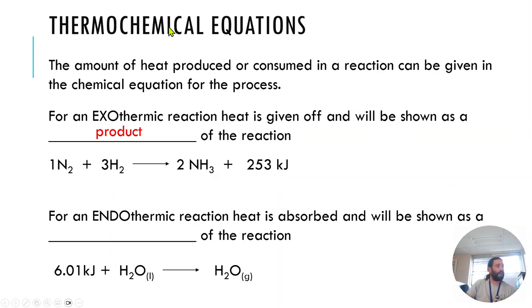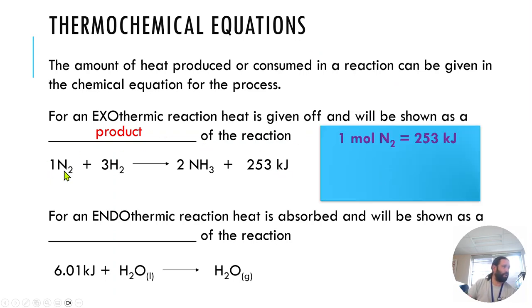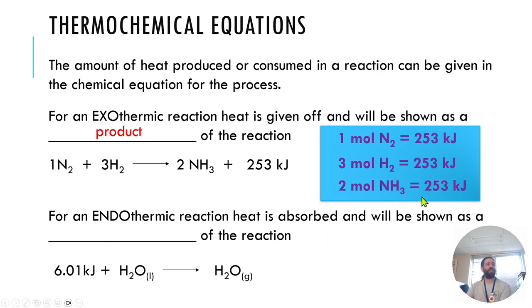So the thermochemical equations give us new conversion factors to use with dimensional analysis. The conversion factor will be the moles and the energy. So 1 mole of N2 equals 253 kilojoules. 3 moles of H2 equals 253 kilojoules. 2 moles of NH3, which is ammonia, is equal to 253 kilojoules. So we can use the equation as a conversion factor to go between moles of a substance and kilojoules.